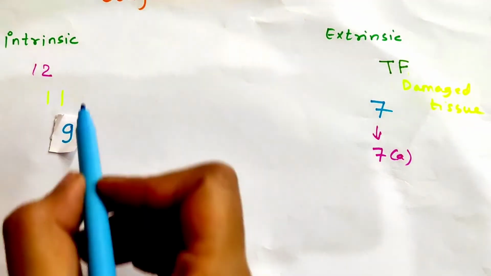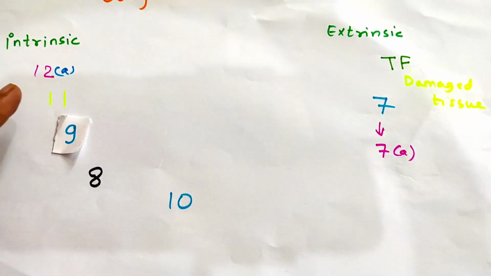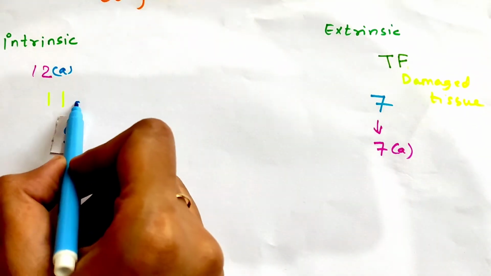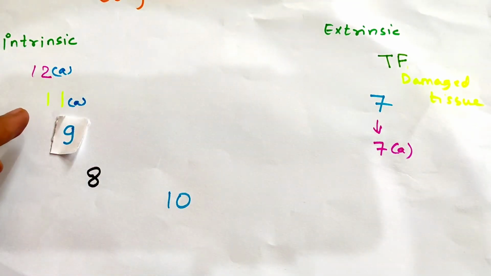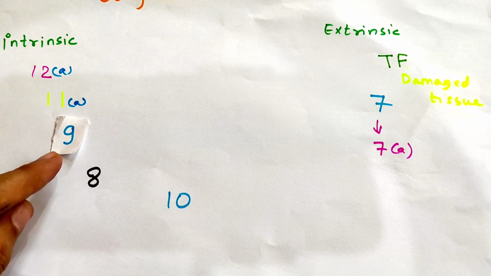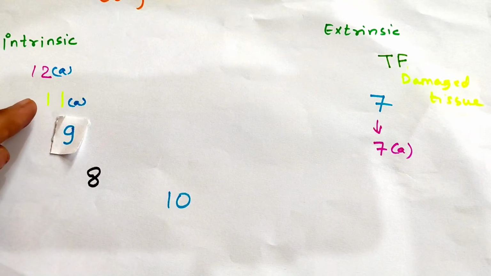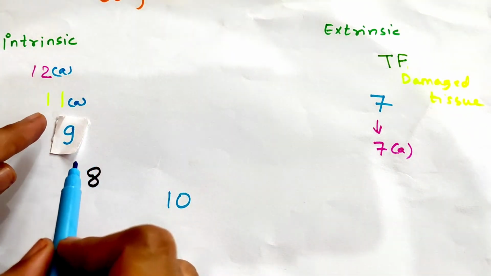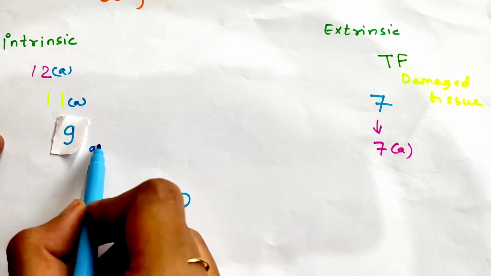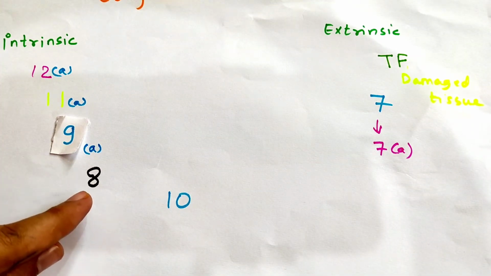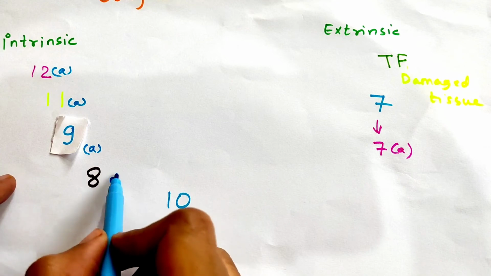Factor number 12 gets activated. Now this activated factor 12 converts factor number 11 to activated factor 11. Factor number 9 is converted to activated factor number 9 by activated factor 11. This activated factor 9 converts factor number 8 to activated factor number 8.